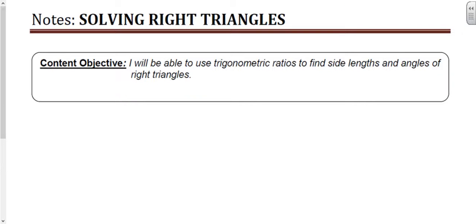In this lesson, we'll be looking at what's called solving right triangles. What will be new in this lesson is how to set up a trig equation, in this case an inverse trig equation, to find a missing angle in the triangle. We've been finding missing sides with regular trig equations. We'll see what an inverse trig equation looks like, or inverse trig functions. So you'll be able to use trig ratios to find side lengths and angles of right triangles.